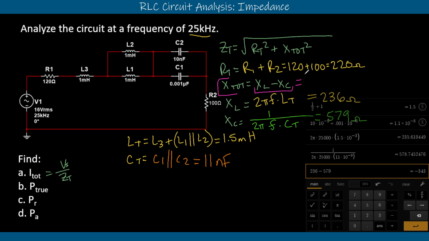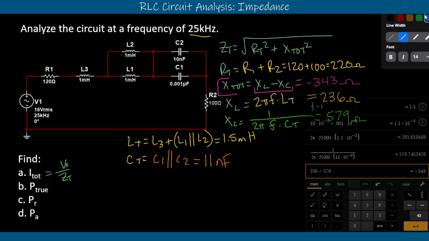Right? 236 minus 579 gives us negative 343 ohms. This negative is just telling us that the capacitors ended up bigger than the inductors. The reactance from our capacitors ended up larger than the reactance from our inductors. So just don't get fooled by that one. Keep that negative in for that rectangular transformation for the theta value, right? Okay, so we're going to keep going.